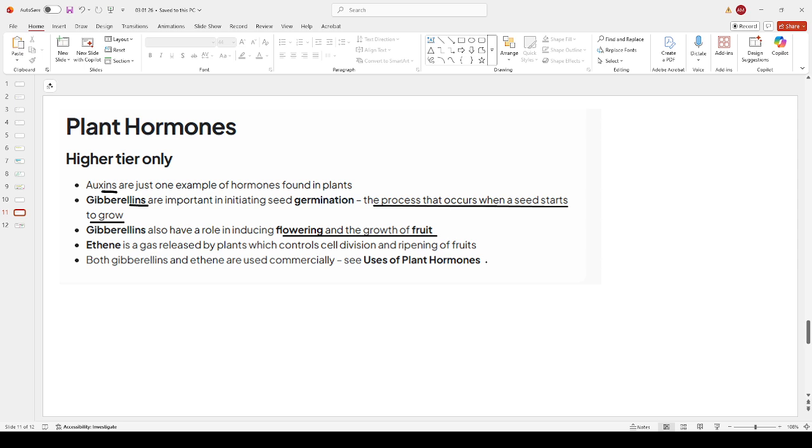And then you've got ethene, and this is what controls cell division and ripening. And that's quite useful from a scientific perspective, knowing the effect that ethene has on the ripening of fruits. Why is that useful? Kind of thinking like a scientist now. Why is that a useful thing? To control the ripening of fruits.